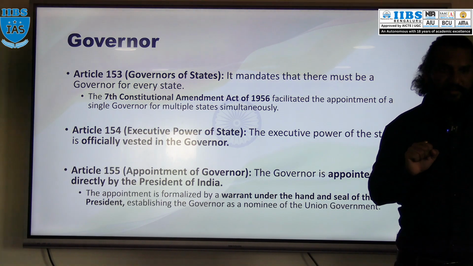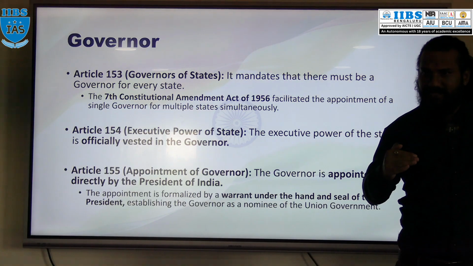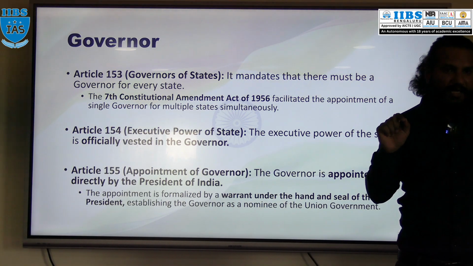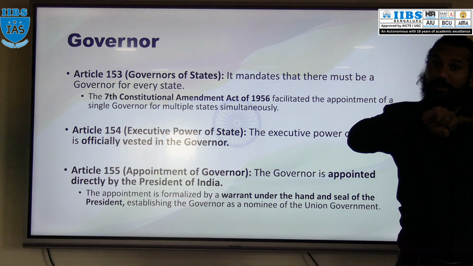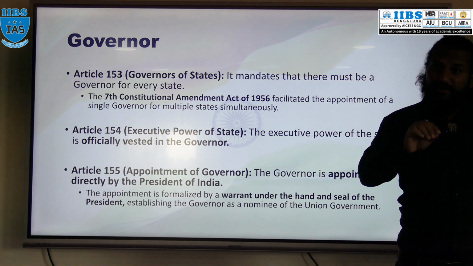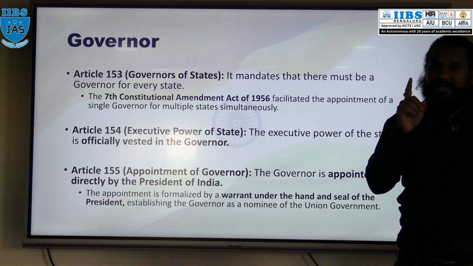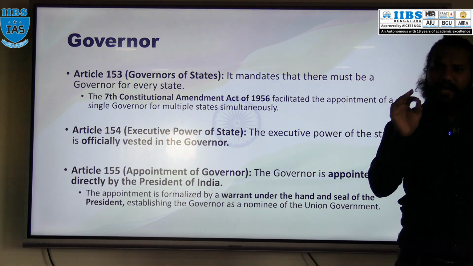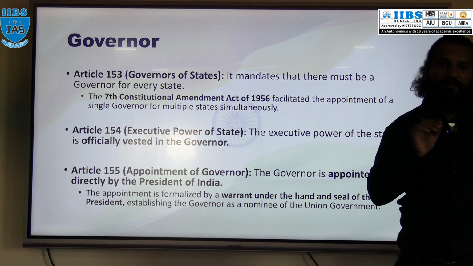You are understanding? The post of Governor in every state, this provision has been taken from the Government of India Act 1935. But the central government will appoint the Governor. This provision has been taken from the Canadian Constitution. Understood? And the Governor is the head of the state, the nominal head of the state.